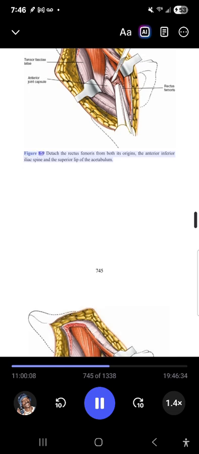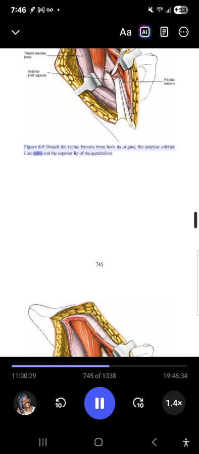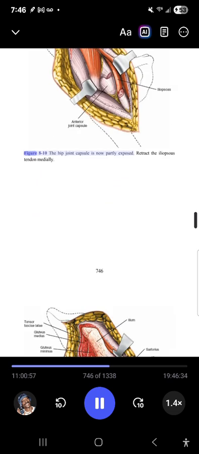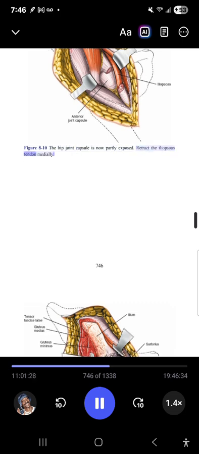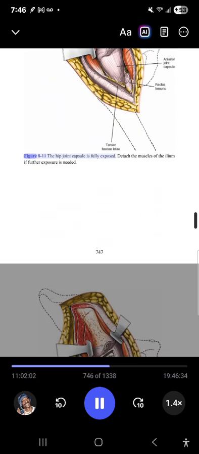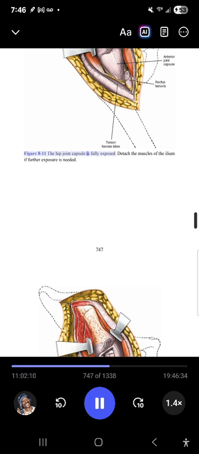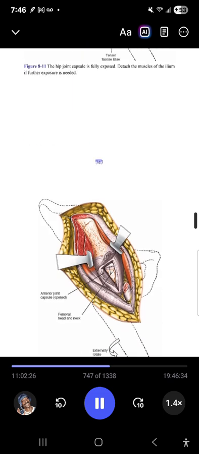744. Figure 8-9. Detach the rectus femoris from both its origins, the anterior inferior iliac spine and the superior lip of the acetabulum. 745. Figure 8-10. The hip joint capsule is now partly exposed. Retract the iliopsoas tendon medially. 746. Figure 8-11. The hip joint capsule is fully exposed. Detach the muscles of the ilium if further exposure is needed.